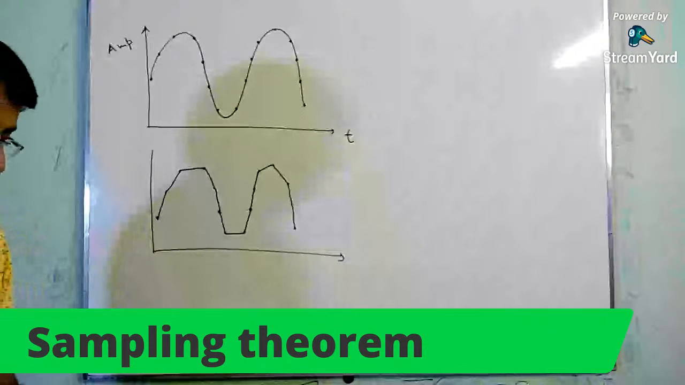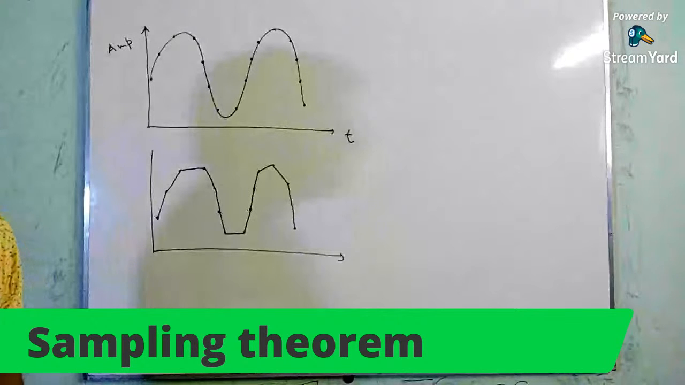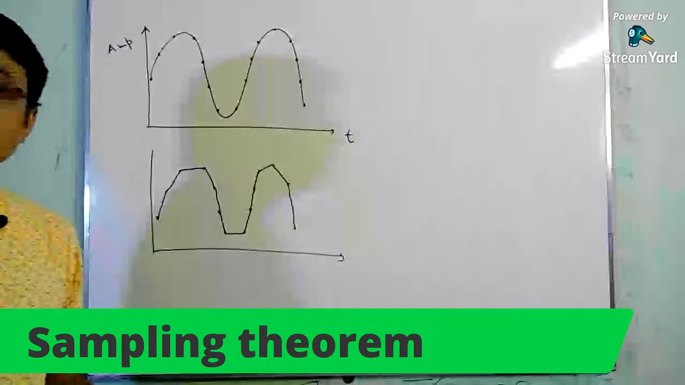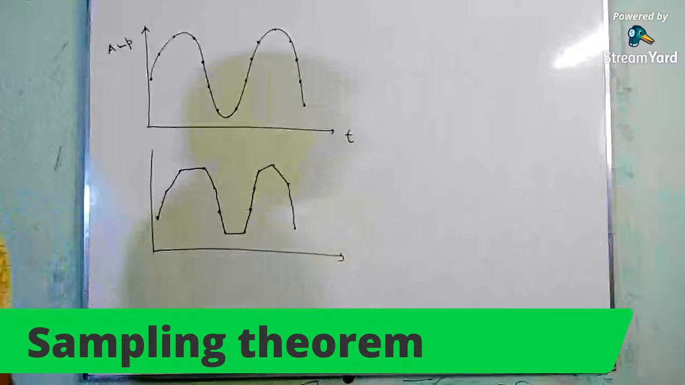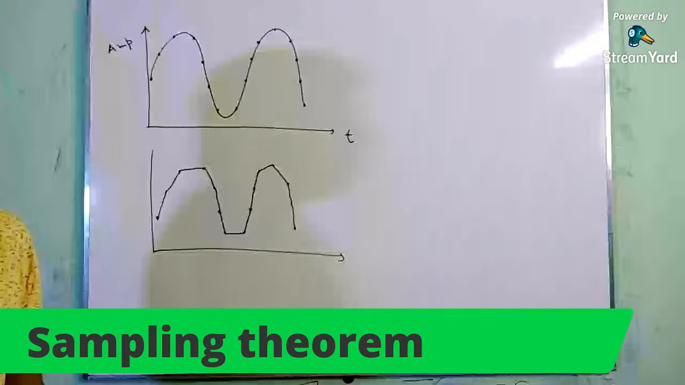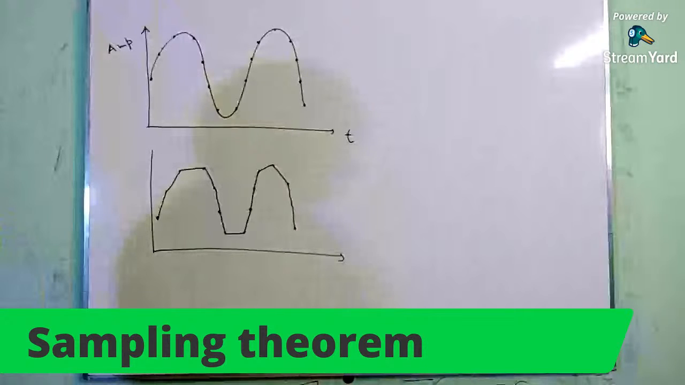Now let's take an example. A sampling rate of 3000 samples per second requires the analog signal to be composed of frequencies below 1500 cycles per second.